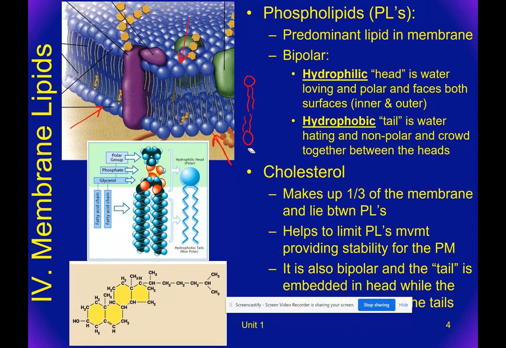Phospholipids have a very important characteristic to them. They are what we call bipolar. Okay, as far as lipids in the membrane go, this is the predominant lipid. This is the one that you are going to see the most often. The head of this is hydrophilic. Philia, that means loving. Hydro means water.